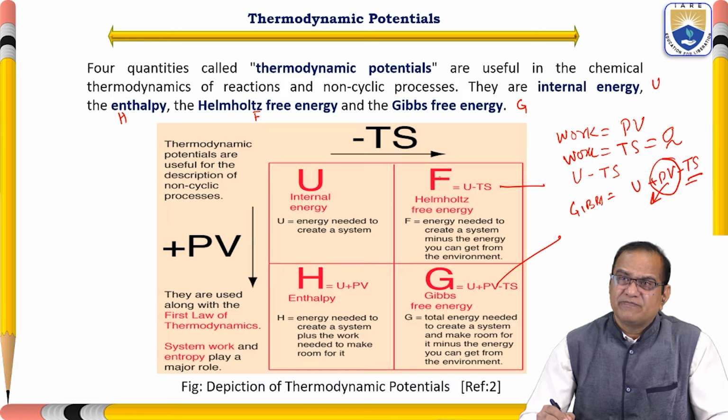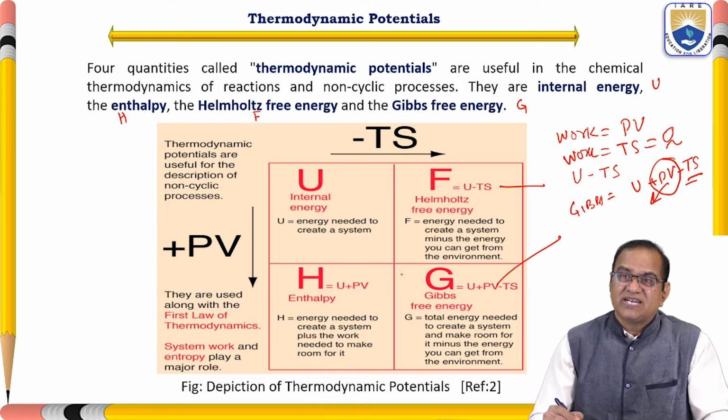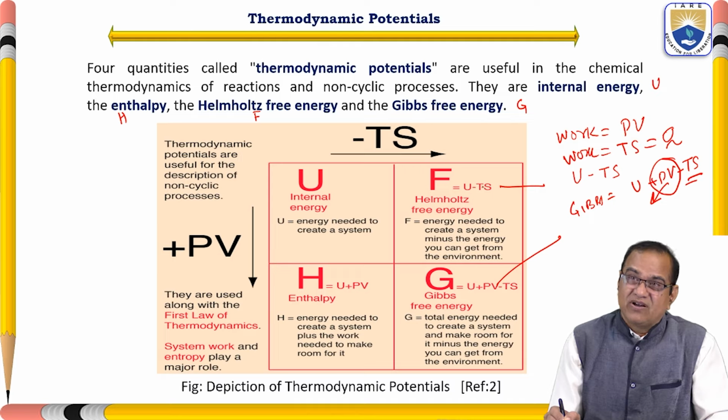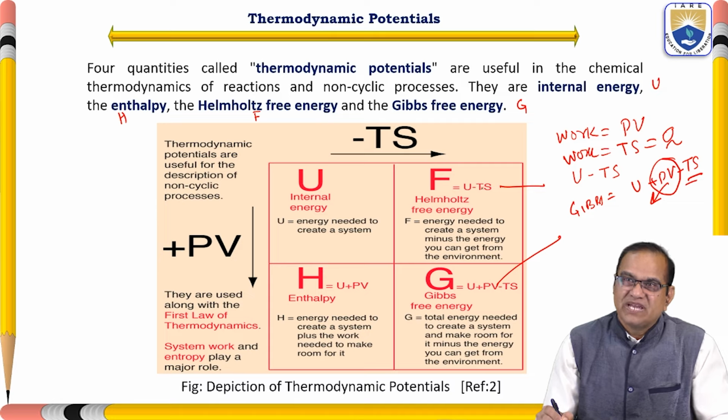When we talk about the Helmholtz function, we are not considering PV, only the TS. So Helmholtz free energy F is equal to the energy needed to create a system minus the energy you can get from the environment. So this TS is the energy which you will get from the environment or the surroundings. How much energy you are getting, that is the TS.